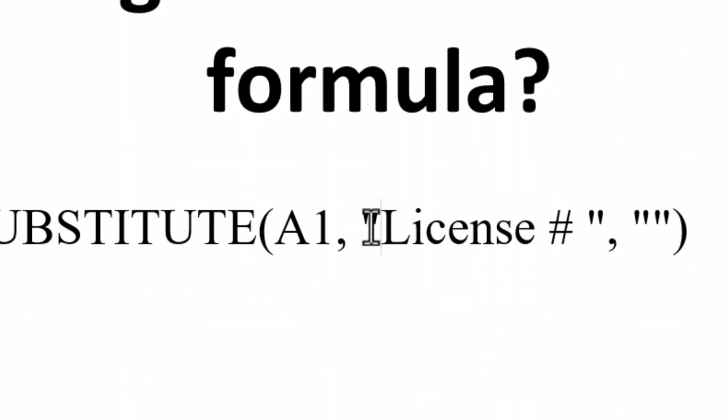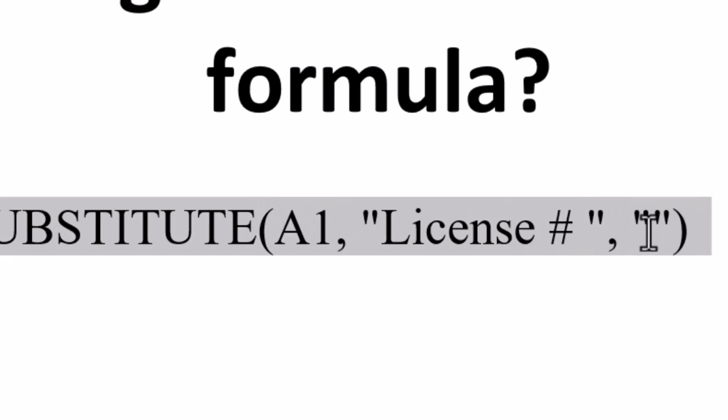So whenever you are using this formula, you will need to type the data which you want to remove. So I want to remove this data, license hash. So I will type this data in this quotation and this double quotation. And in the place where A1 is mentioned, you will need to select the cell.